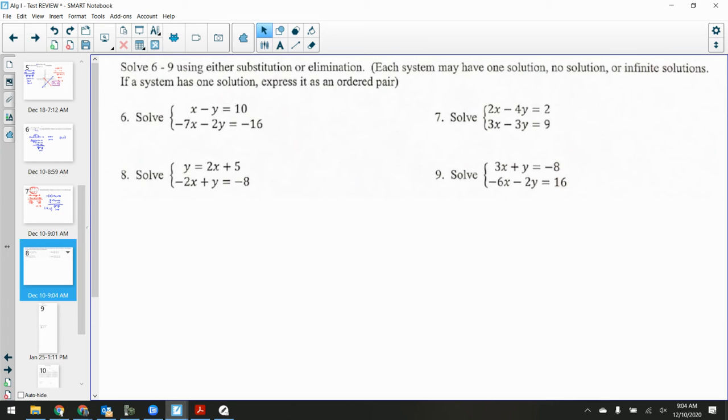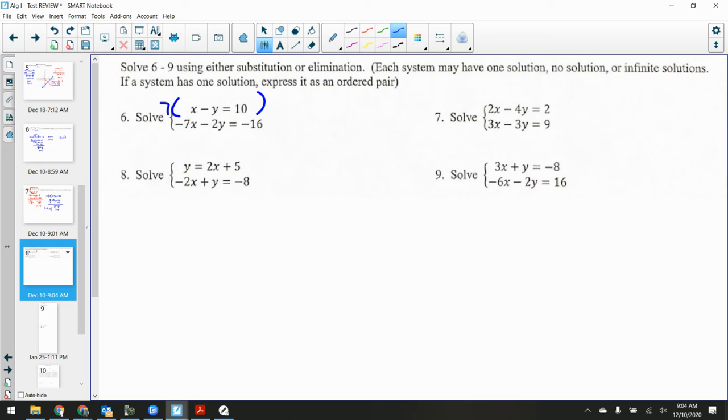Okay, I'm going to go through these problems the way I would suggest to do them, whether they be substitution, elimination, graphing, okay? You may have done them a different way, but you may have done them a harder way, okay? So the first thing I'm going to do here is solve number 6 by elimination.